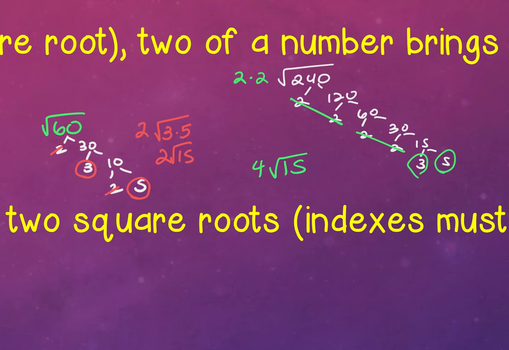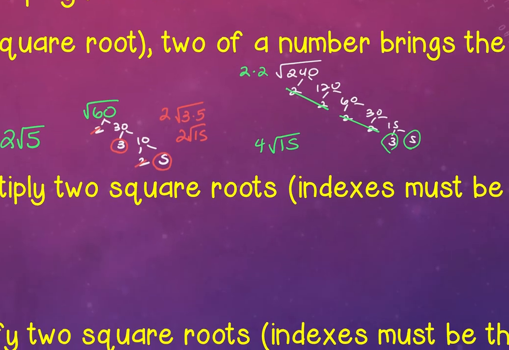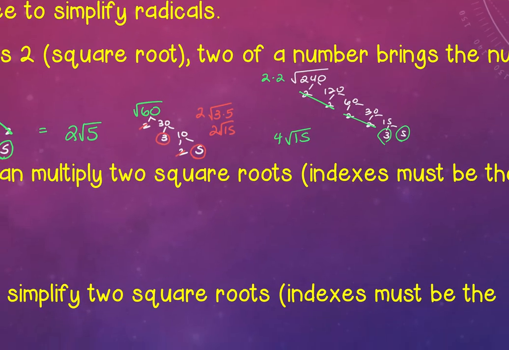It could be a pair of 2s and a pair of 3s. It doesn't have to be the same number. If it's a pair of 2s and a pair of 3s, there's a 6 on the outside, and then whatever's left underneath. So a perfect square would not have anything left underneath.